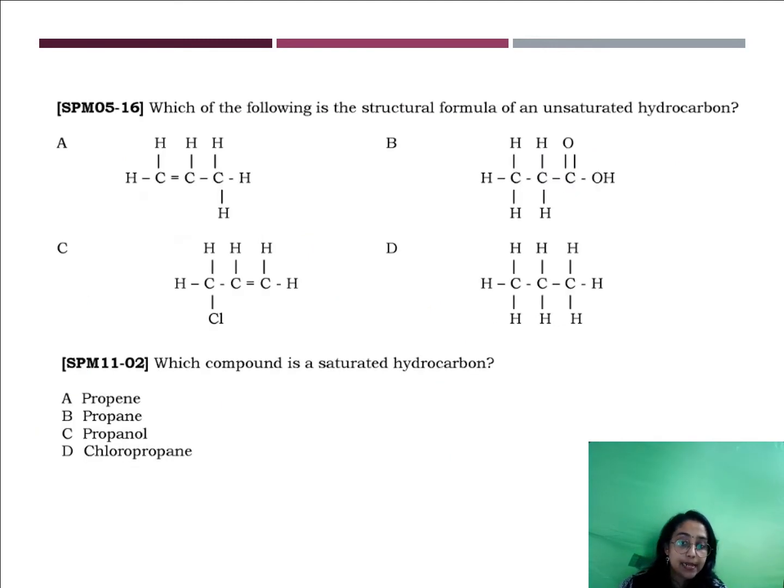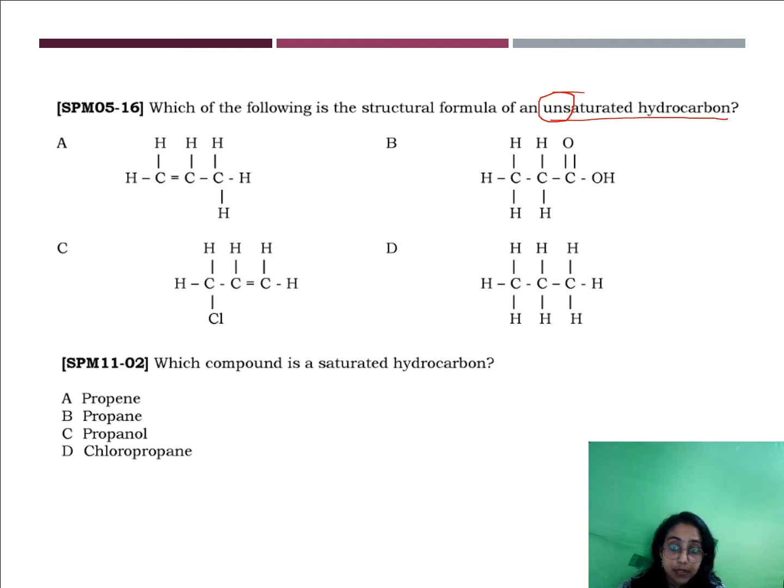So now let's apply what you have learned in answering the questions. Let's look at this first question. Which of the following is the structural formula of an unsaturated hydrocarbon? From the word unsaturated, you should know already the carbons must consist of at least a minimum of one double or triple bond. Hydrocarbon must consist of hydrogen and carbons only.